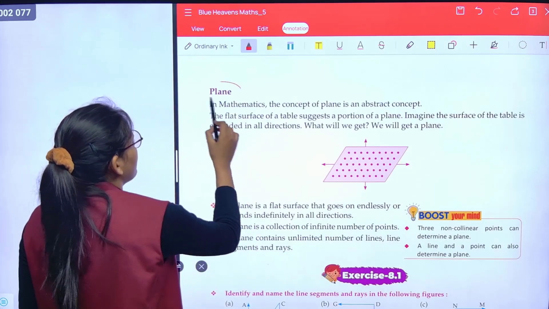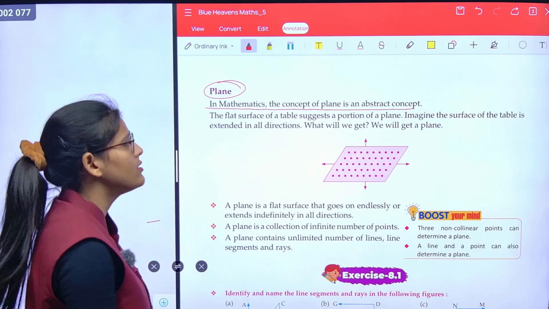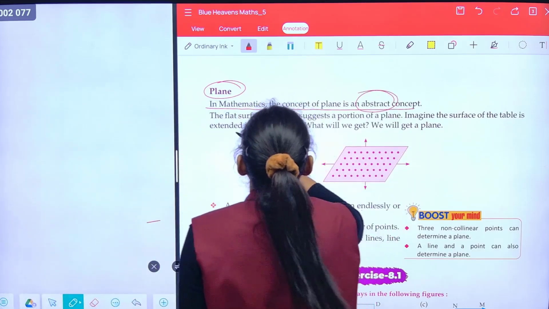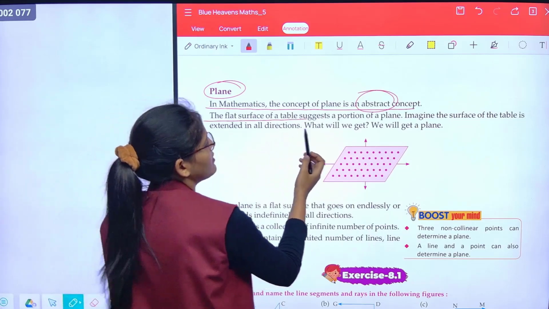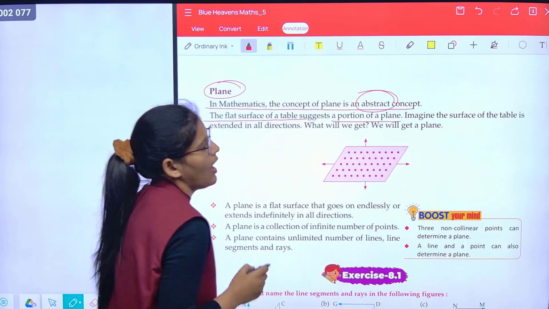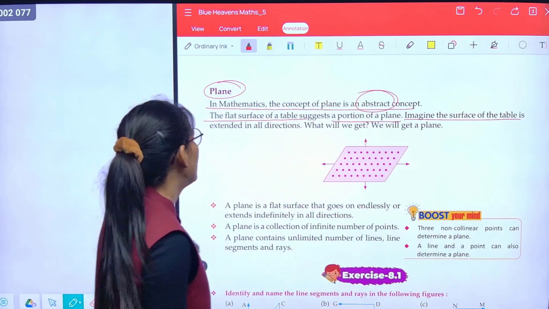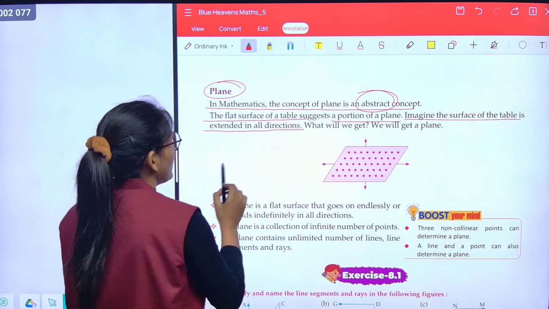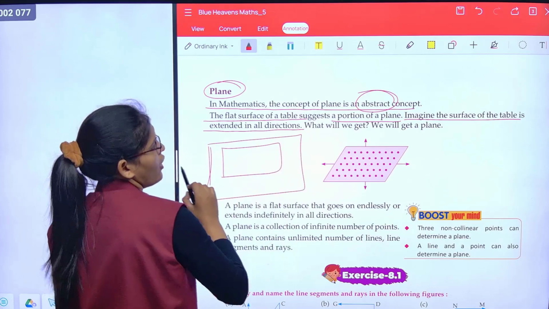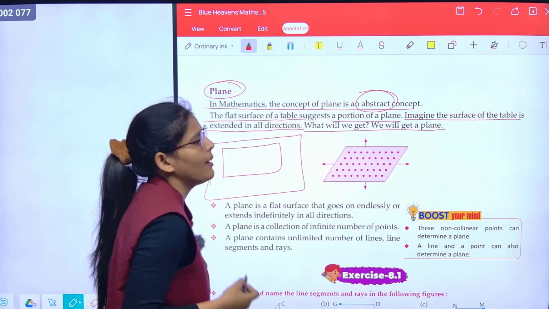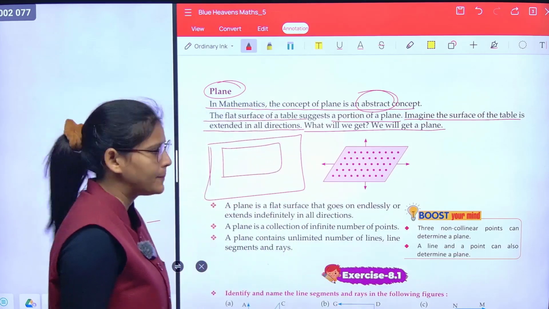Now class, plane. In mathematics, the concept of plane is an abstract concept. The flat surface of a table suggests a portion of a plane. Imagine the surface of the table is extended in all directions. Class, this is the table's surface; if I extend it further in all directions, what will we get? We will get a plane.